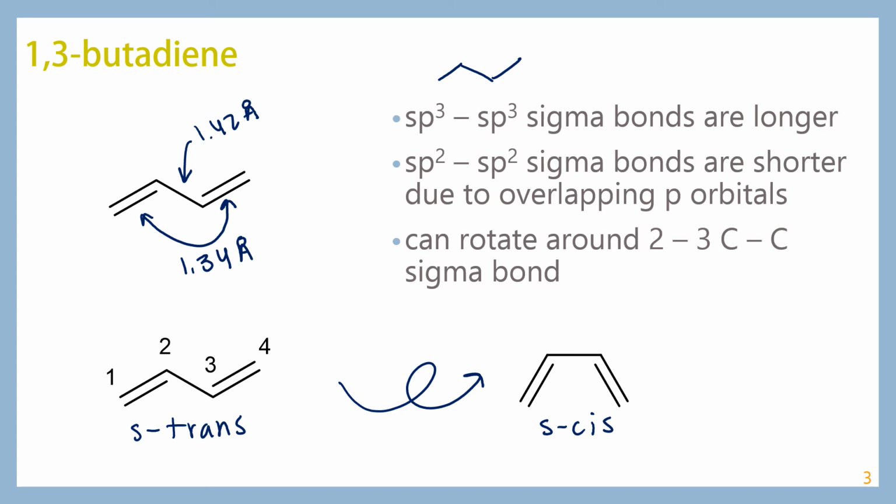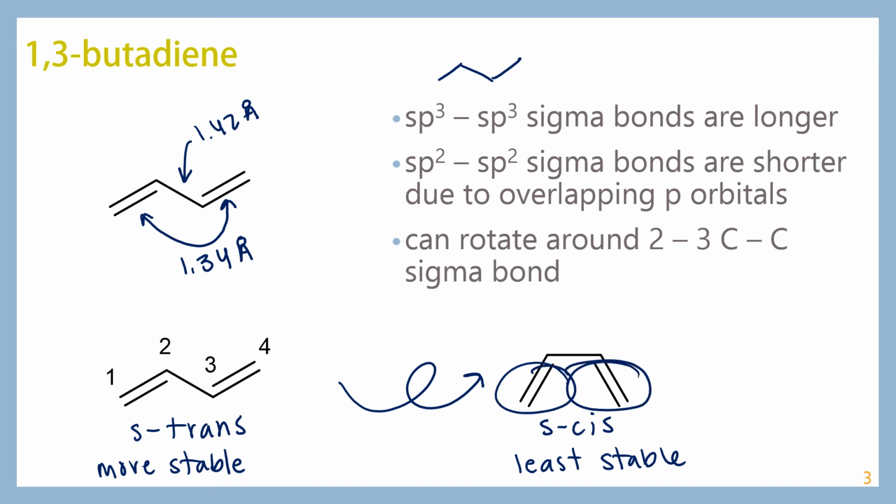The S-trans conformation is actually more stable, and this is simply because of sterics. Once it's in the S-cis conformation, it is the least stable of the conformations because we are forcing more electron density to be in the same area, whereas in the S-trans conformation, the electron density is more spread out. So this is just following VSEPR rules, right?